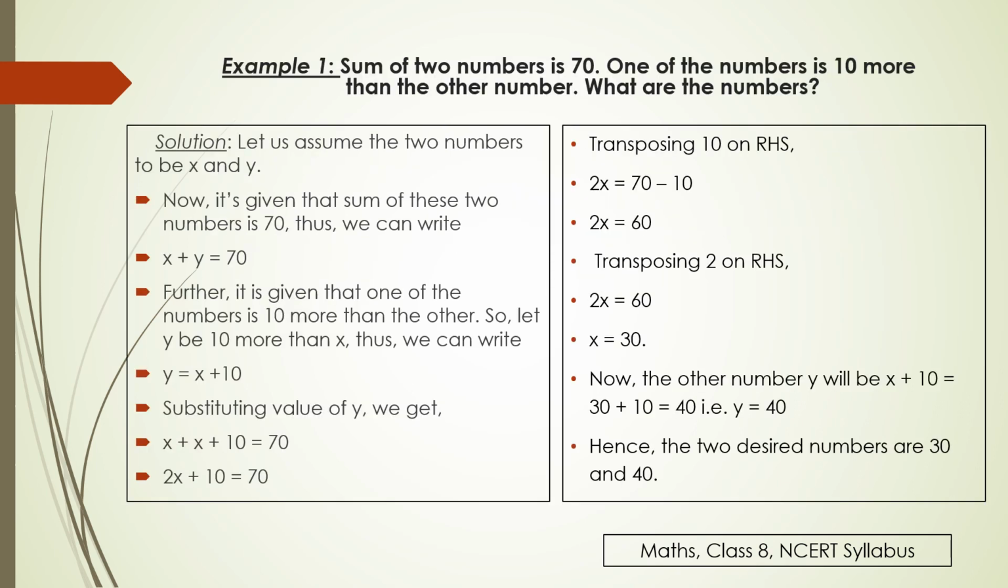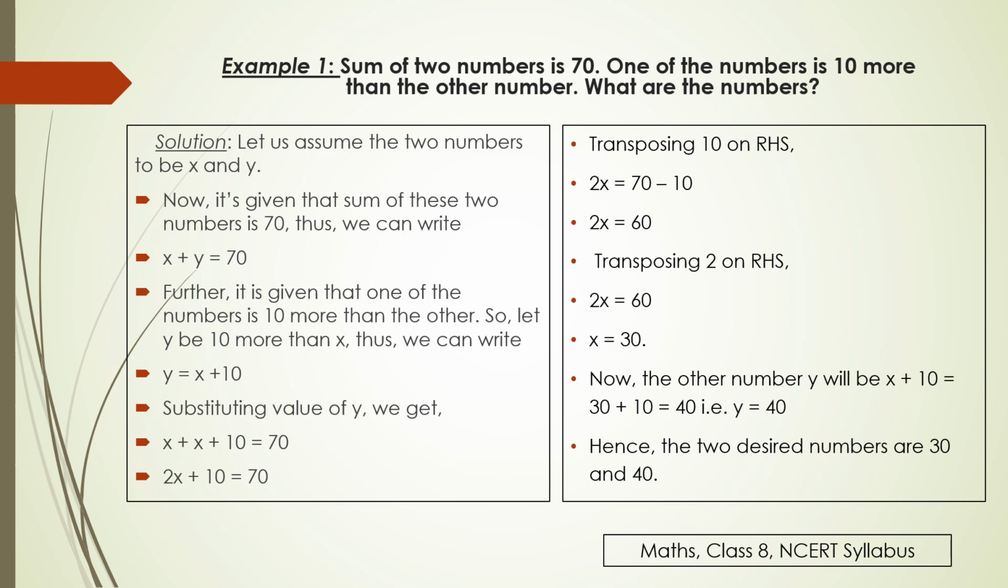Let's take the first example. The sum of two numbers is 70. One of the numbers is 10 more than the other number. What are the numbers? Let's see the solution. Let's assume the two numbers are x and y. Now in the first condition, it's given that the sum of these two numbers is 70. That means we can write x + y = 70.